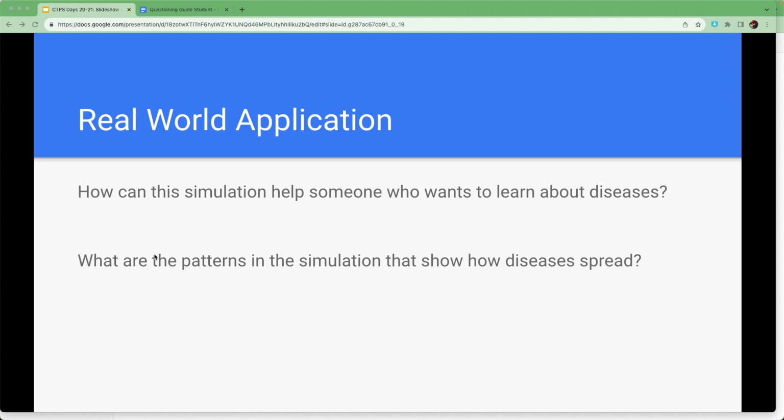All right, another possible answer for number 1. This simulation helps us learn about diseases by showing us how they spread from person to person. It's kind of like playing with toy people. You can see what happens and when some of them get sick. All right, question 2. So that one asks, what are the patterns in the simulation that show how diseases spread?